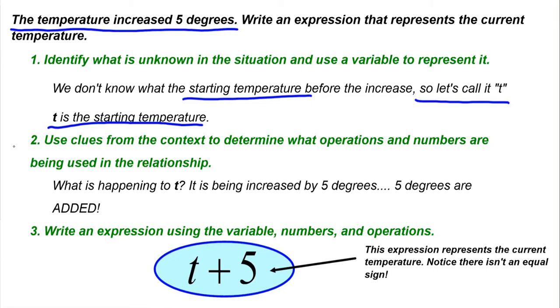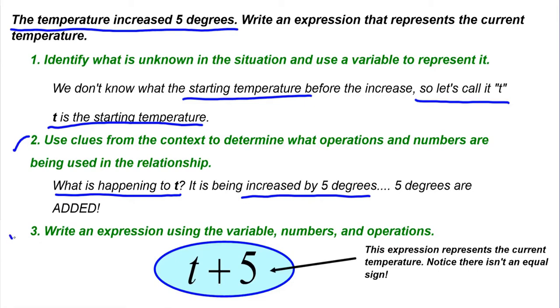Now we're going to use clues from the context to determine what operations and numbers are being used. Well, what is happening to T? The original temperature is being increased by 5 degrees. 5 degrees are added on. So we're going to use that context there to determine this is an addition situation. So 5 degrees is being added to the original temperature.